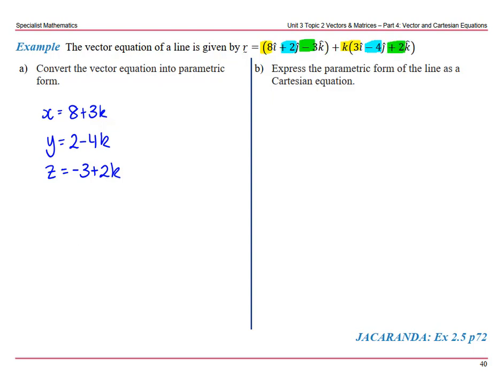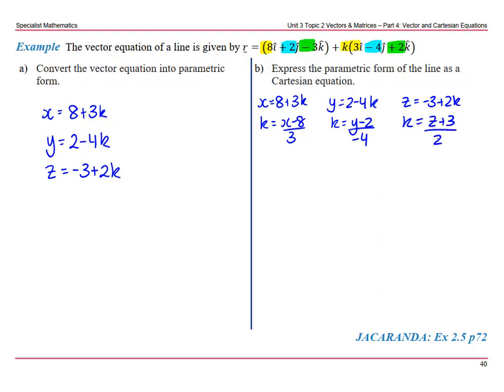Part B, express the parametric form of the line as a Cartesian equation. So you have x equals 8 + 3k. That means k is (x - 8) over 3. y is equal to 2 - 4k. So k is (y - 2) divided by -4. And z equals -3 + 2k. So k is (z + 3) all over 2.